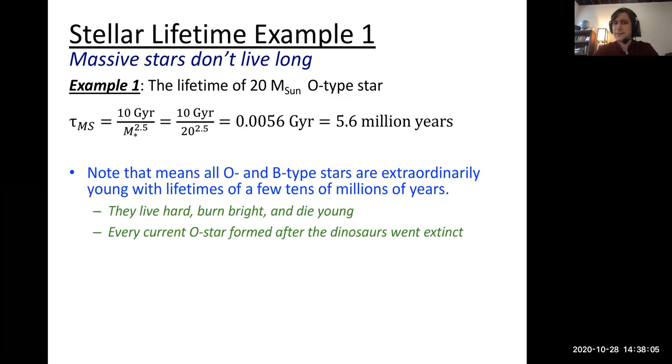And B stars at about 10 solar masses are not that different. So note that that means all O and B stars, these super high luminosity, bright blue stars, are all extraordinarily young. If you see them in the sky, they recently formed, or at least talking about cosmically recently formed, because they have lifetimes of a few tens of millions of years.